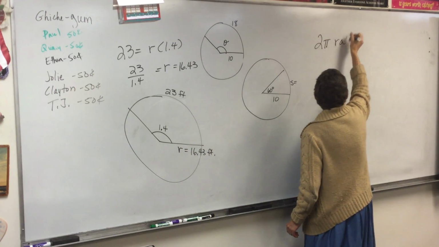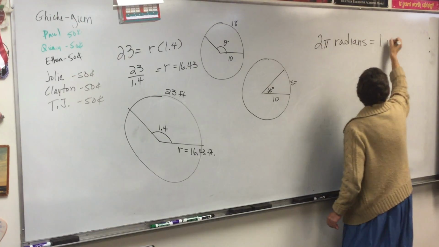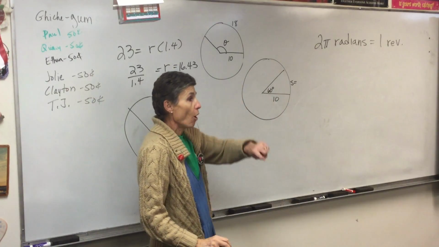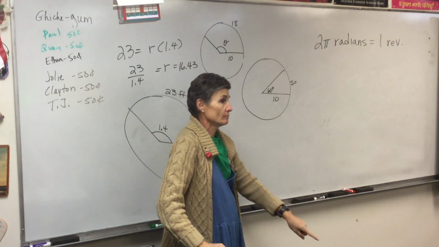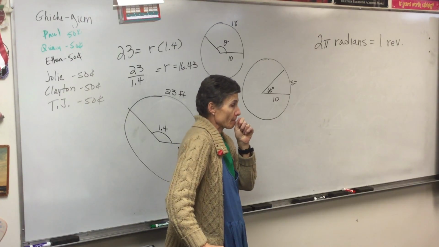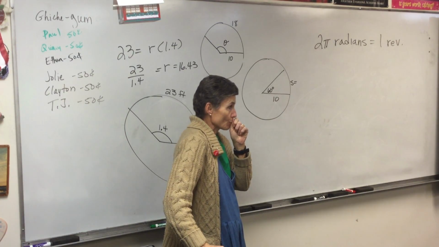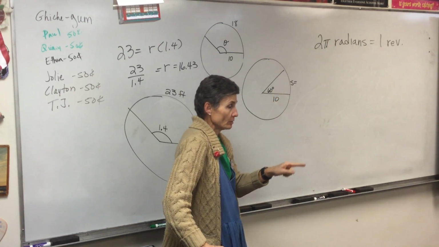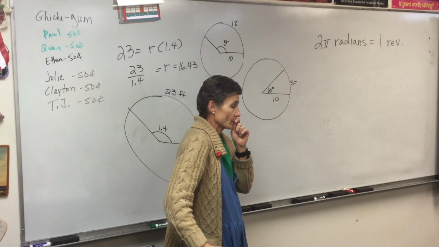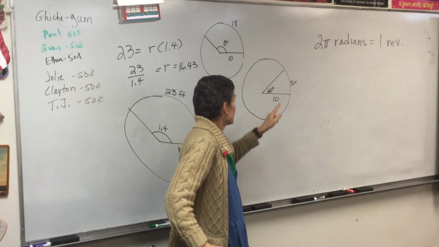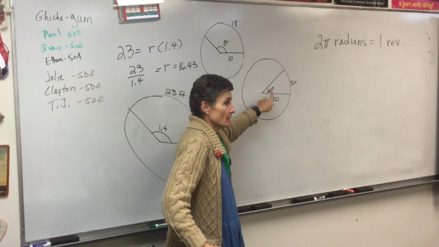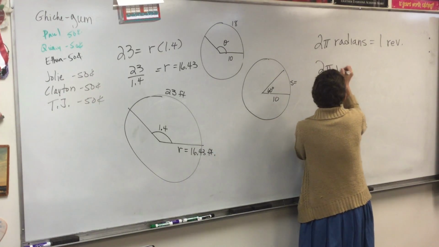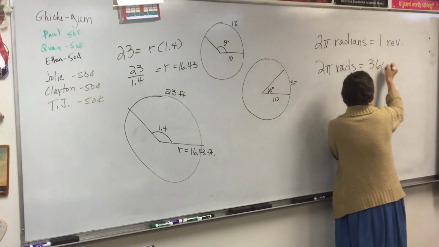2 pi radians is 1 revolution. So in other words, all the way around the circle is 2 pi. Do I want to go all the way around the circle? Nope. I don't want to go a whole 360 degrees, right? So in other words, 2 pi radians would be 360 degrees.